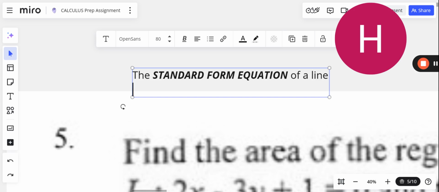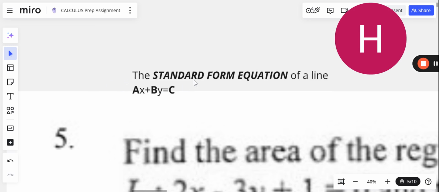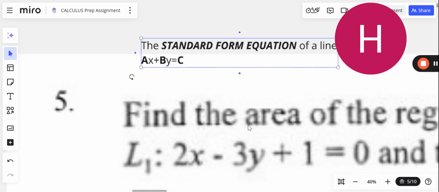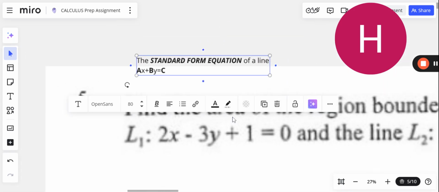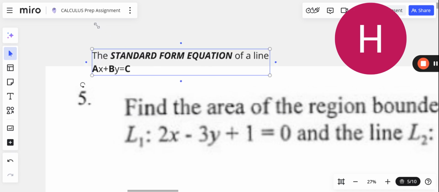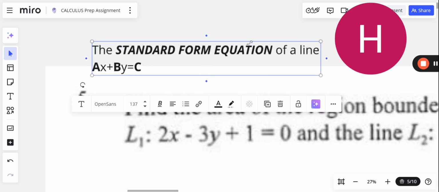So that's going to look something like, let's say, ax plus by equals, let's put it in bold, c. That is the standard form equation of a line. And it's almost what we have here. I won't even read the question yet, but I'm just showing you the objects that are involved, which is the standard form equation of a line.